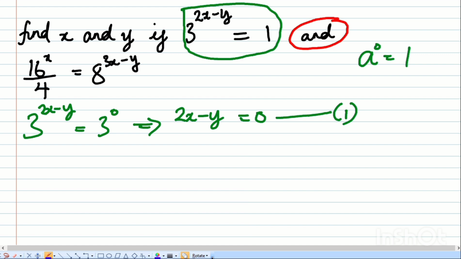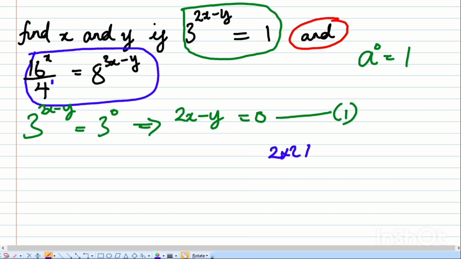For equation 2, let's simplify that also. We have 16 raised to power x divided by 4. I believe I can write everything here in base 4, since 4 times 4 is 16. But I can't write 8 in base 4, because 4 raised to no positive whole number will give us 8. So you need to know the base that will work, and we just write everything in base 2.